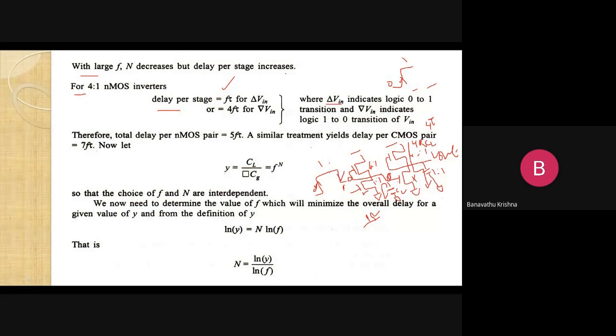So the total overall delay here is nothing but 5 tau to 4 tau. Okay, it is from transition time 0 to 1. So the transition time is 5 tau, and for the 1 to 0 transition, the transition time delay is nothing but 4 tau. Okay, so therefore the total delay for the NMOS inverter pair is 5 tau, that is 1 tau plus 4 tau. 5 tau plus 4 tau is nothing but 5 tau. Similarly, the total delay for the CMOS pair is nothing but 7 tau.